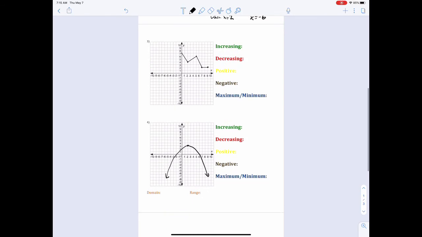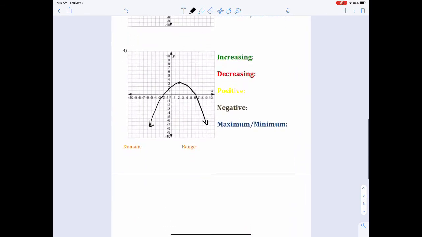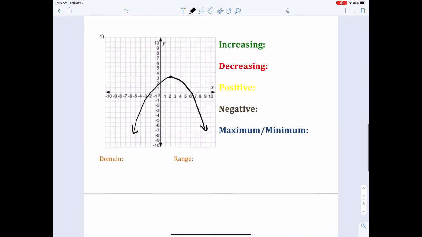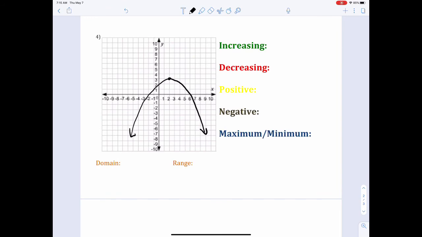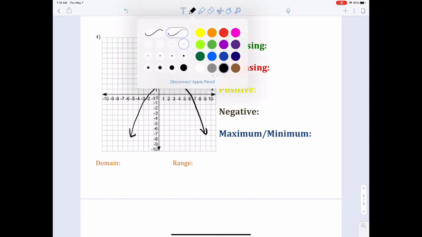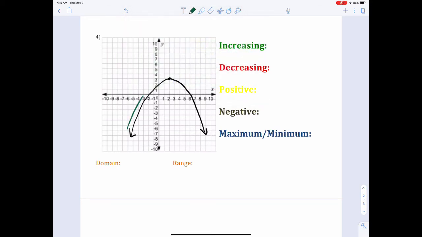If we were to look at one more, skipping over 3, let's just take a look at number 4 real quick. Increasing, decreasing, positive, negative, max, minimum, domain, and range. Try to put it all together, then we'll go over the answers. So pause the video, give it a shot. All right, so increasing. Right away, the graph is increasing.